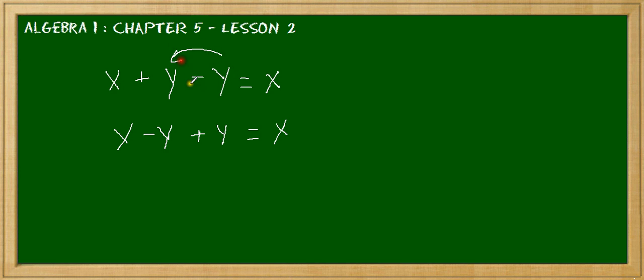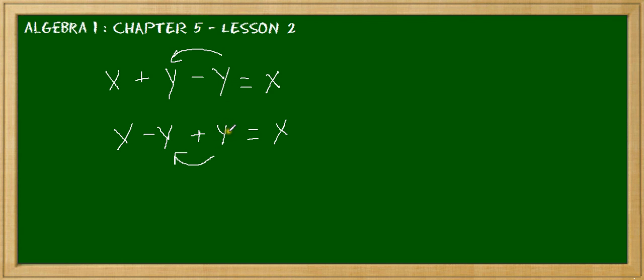This is offsetting. I think we use that word. Canceling out is another way. In this case, we use the word undoes. So we have a negative y and a positive y, as well as a positive y and a negative y.